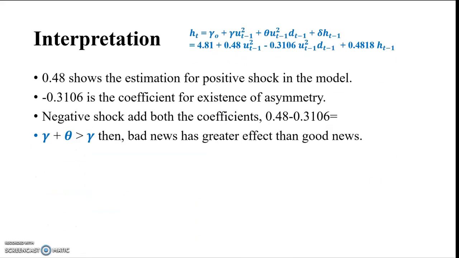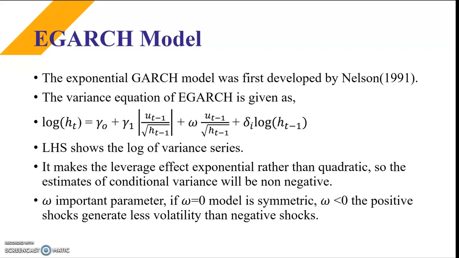This is the interpretation. 0.48 shows the effect of a positive shock in the model. Minus 0.3106 is the coefficient for the existence of asymmetry, and for a negative shock the coefficient is 0.48 minus 0.3106. Gamma plus theta is greater than gamma, so bad news has a greater effect than good news.